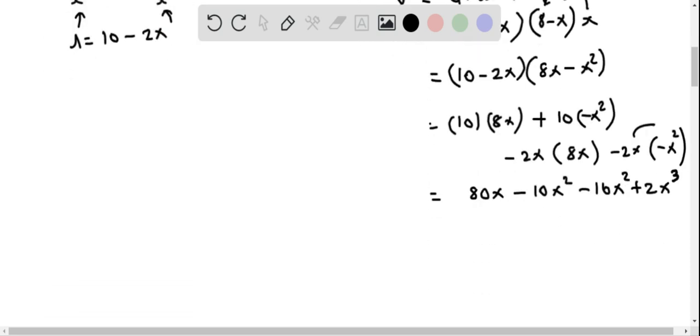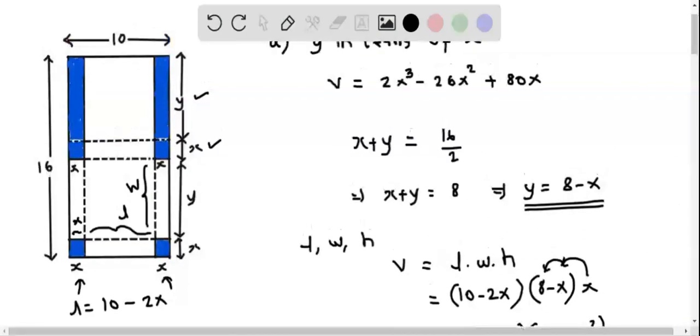We will put this in decreasing powers of x. So first we put this term, that is the highest power of x. So we can write this as 2x cubed. And then we have the like terms, negative 10x squared and negative 16x squared. When we add these together, we get negative 26x squared. And finally, we have plus 80x. So we were able to show that the volume function is 2x cubed minus 26x squared plus 80x.